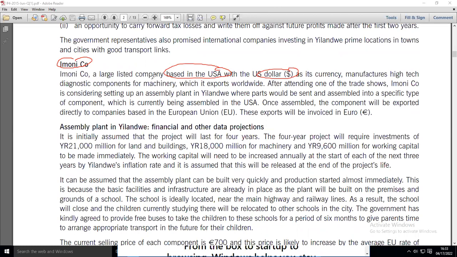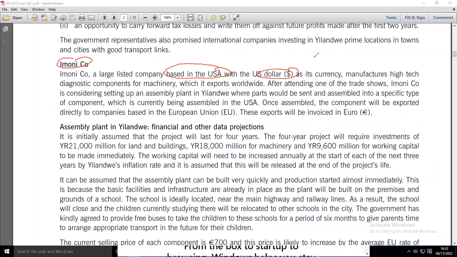It manufactures high-tech diagnostic components for machinery which it exports worldwide. After attending one of the trade shows, I company is considering setting up a subsidiary, an assembly plant in Y, where parts would be sent and assembled into a specific type of component which is currently being assembled in the USA. Once assembled, the component will be exported directly to companies based in the EU. The export will be invoiced in euro.